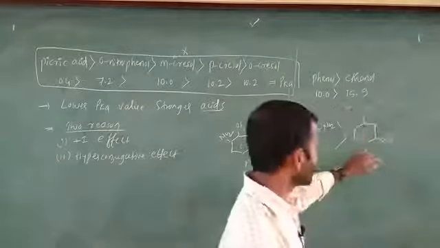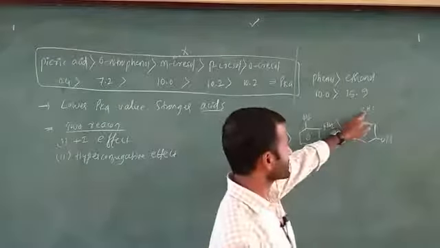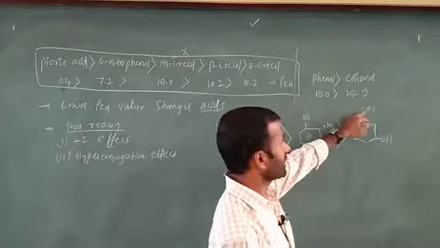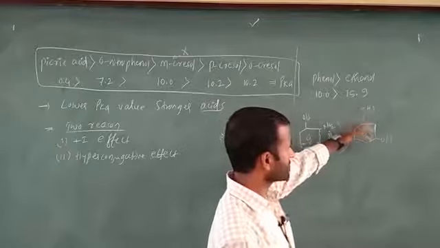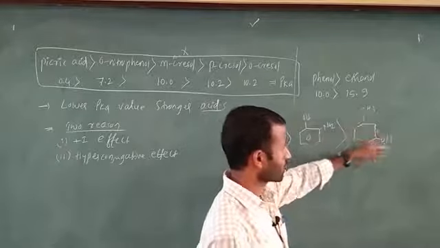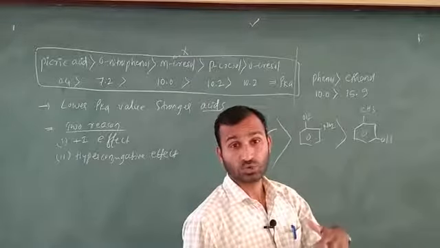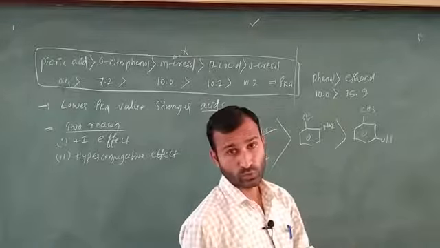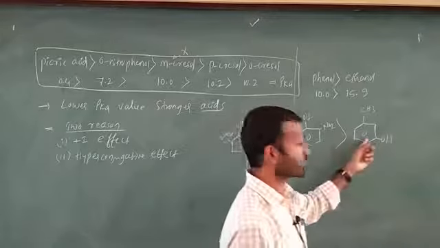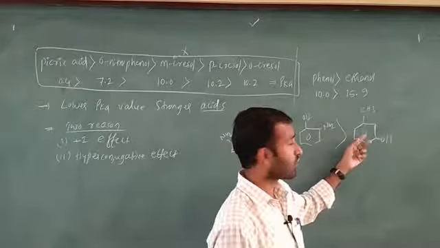This indicates metacresol. In this case the CH3 donating group is there. This is also a donating group, this is also a donating group. If an electron donating or releasing group is there, that is an ortho and para directing group. A meta directing group is not possible. So that's why the hyperconjugative effect is not possible.